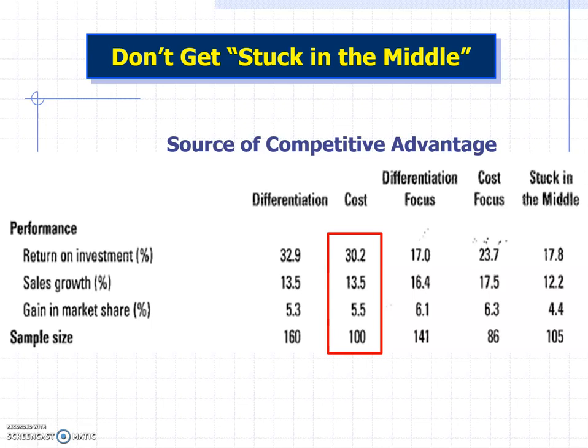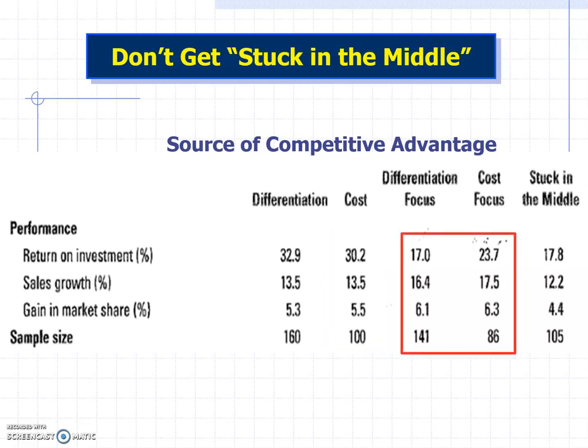30.2, 13.5, 5.5. And at the bottom, of course, the sample is 100 companies. If we look at a focused approach, right? So this is the narrow scope, differentiation focus and cost focus. They also have it looks like a slightly lower performance, but still higher sales growth, higher gains in market share.